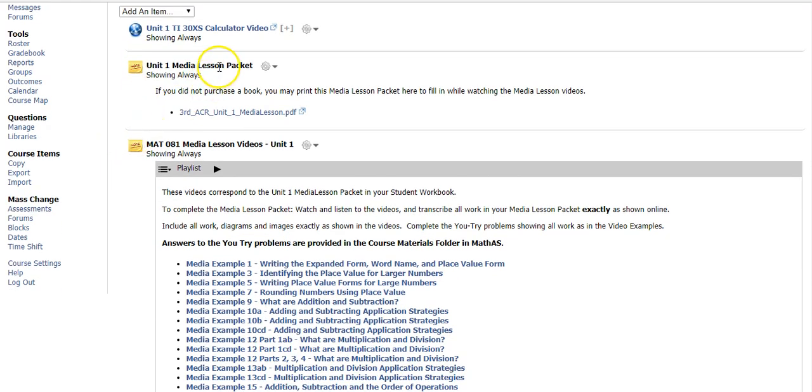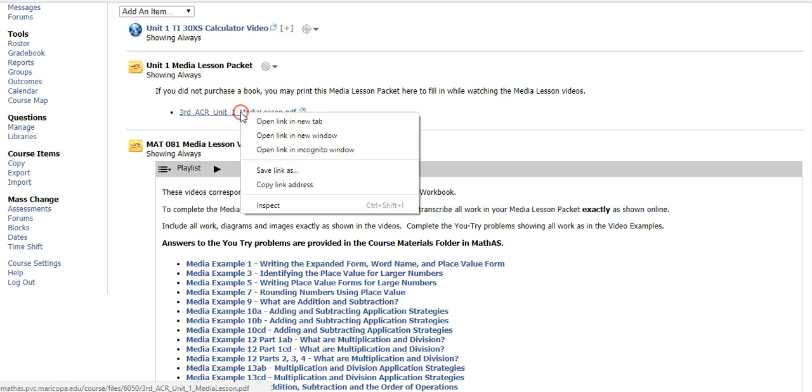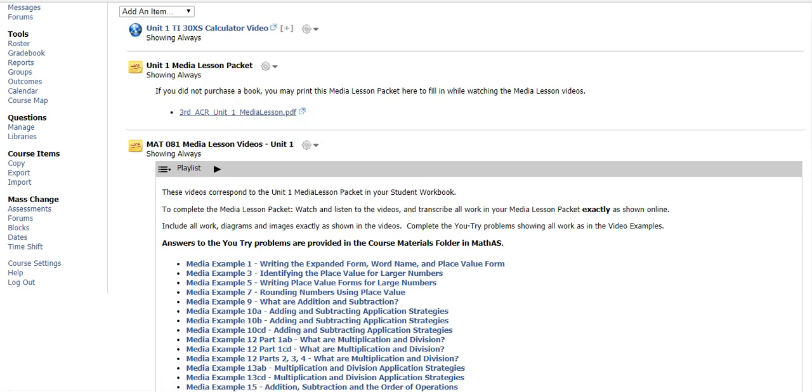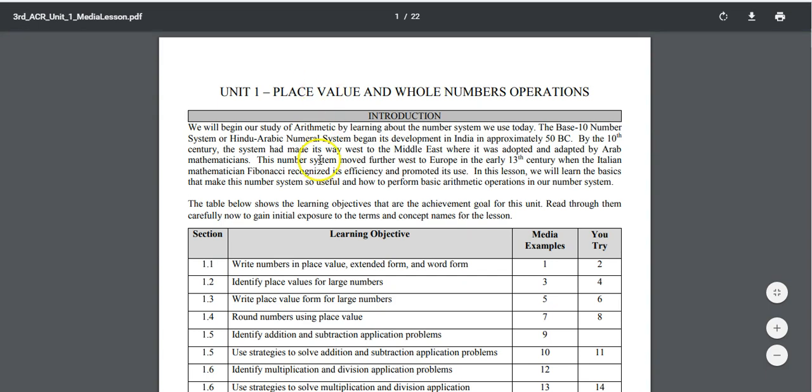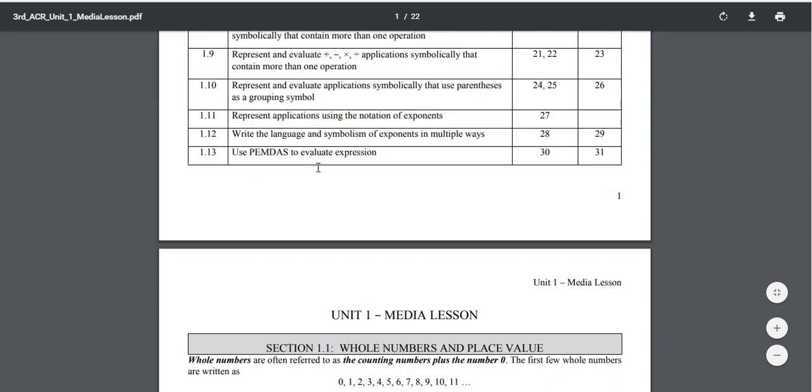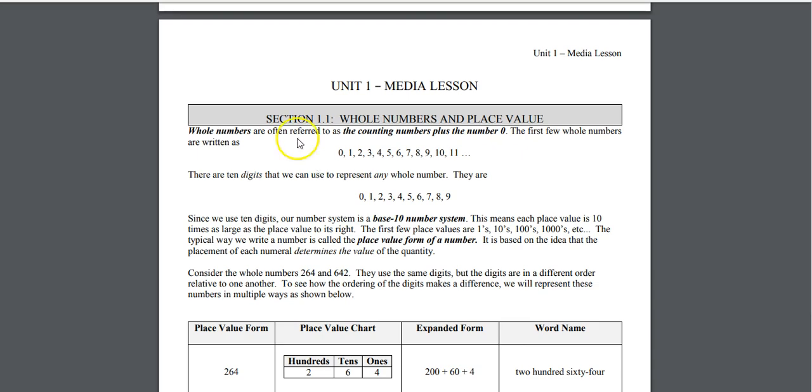The next thing you'll need is the media lesson packet. If you bought the book, it's located in your book. If not, you can open it and print it. And you want to have it printed and ready before you start the videos.